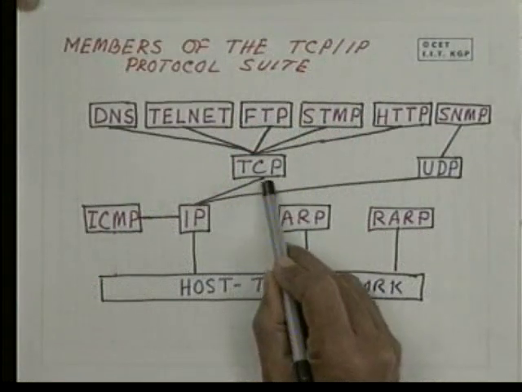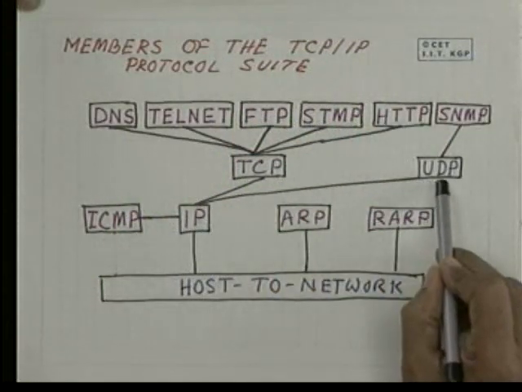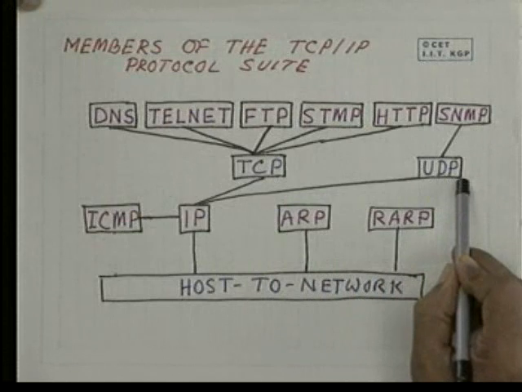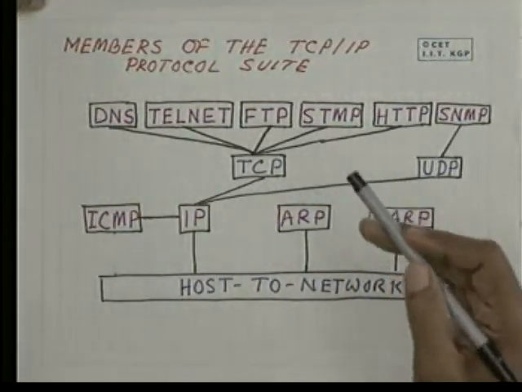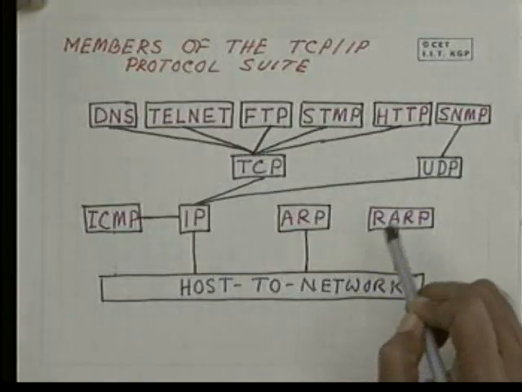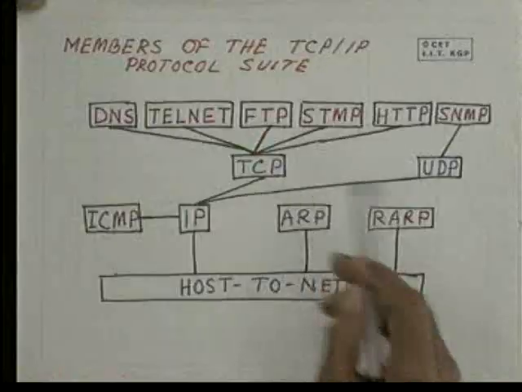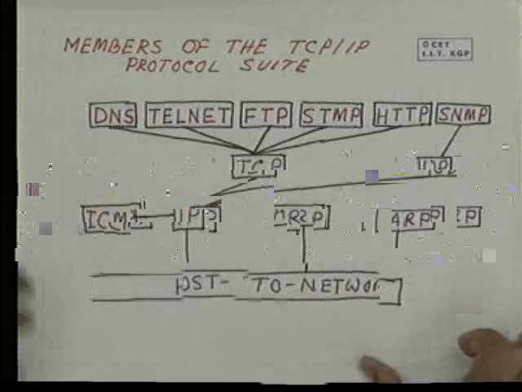There are two protocols. One is TCP, Transmission Control Protocol, and another is UDP, User Datagram Protocol. TCP is a connection oriented and reliable protocol. On the other hand, UDP is a connectionless, unreliable protocol. Let us first consider the UDP, User Datagram Protocol, which is simpler of the two, and then we shall consider the TCP, which is very rich in its function.